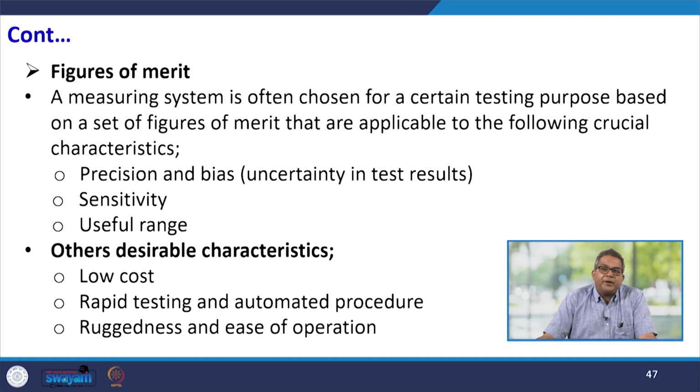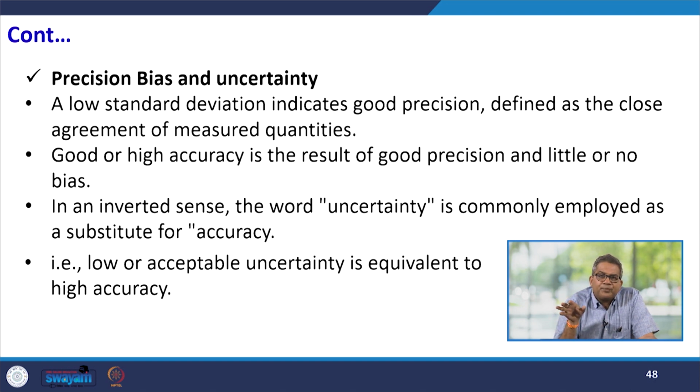The figures of merit. A measuring system is often chosen for a certain testing purpose based on a set of figures of merit that are applicable to the following crucial characteristics: precision and bias, that is uncertainty in the test results, sensitivity, and useful range. Other desirable characteristics are low cost, rapid testing and automated procedure, ruggedness and ease of operation.